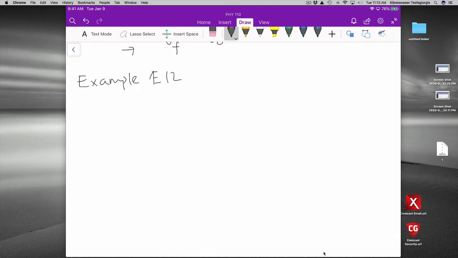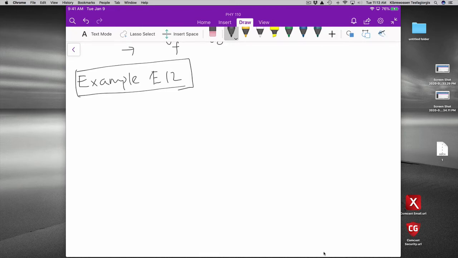Okay, so I'm going to read it for you. I call it an example because I'm going to solve it anyway. So the problem states, E12 states that the velocity of a car decreases from 28 meters per second to 20 meters per second in a time of 4 seconds. What is the average acceleration of the car in this process?